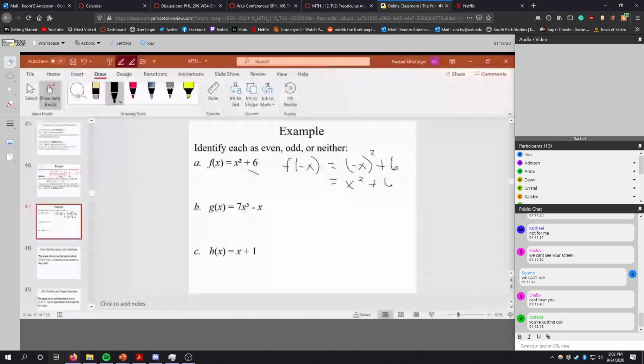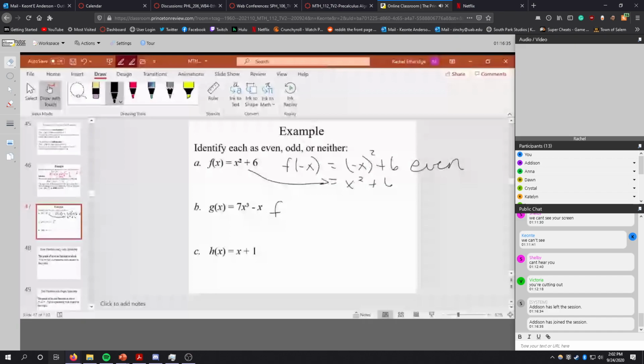Notice I get the exact same thing I started with. So that means this is even. I also could look at the exponents and tell that was even. What if I plug in a negative x to this one?